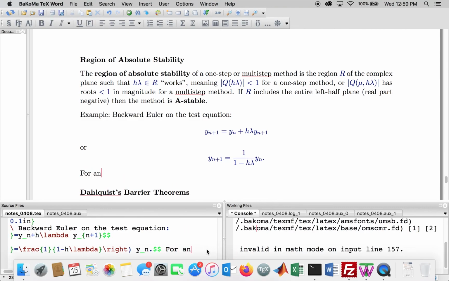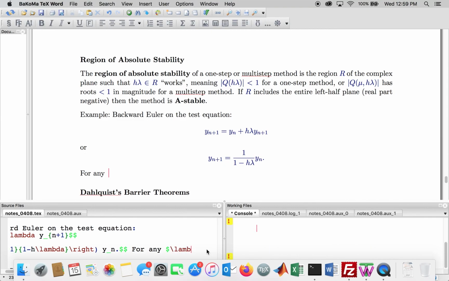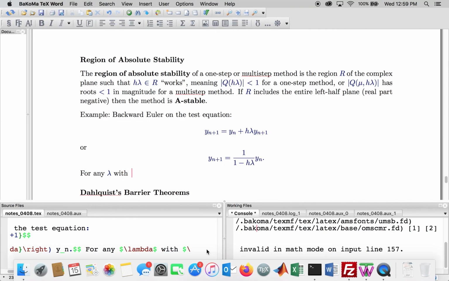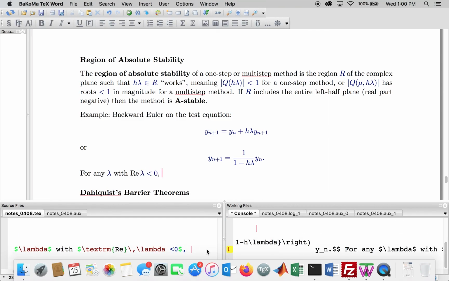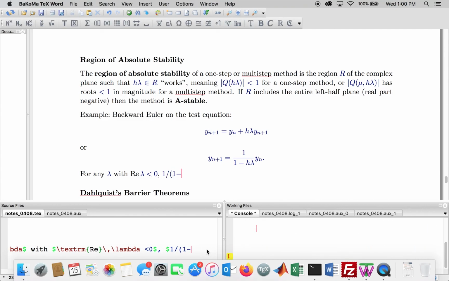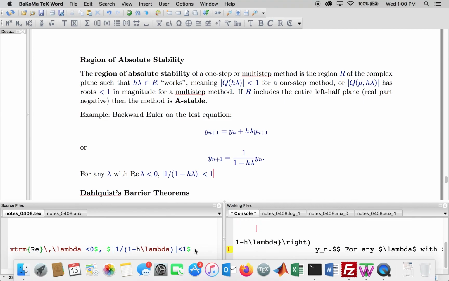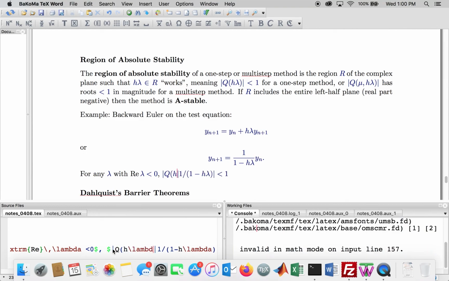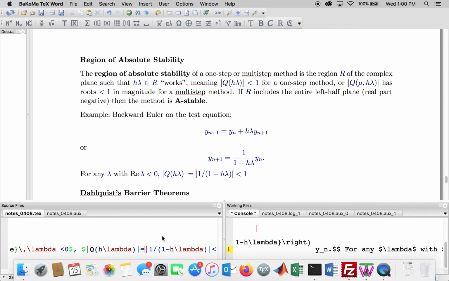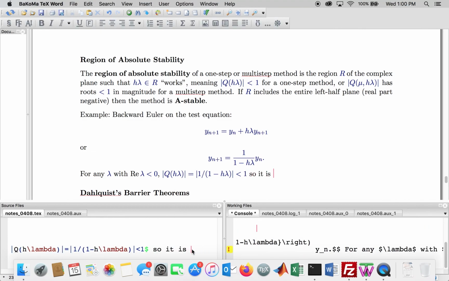So for any lambda with its real part being negative, we have that 1 over (1 minus h lambda) is strictly less than 1. So 1 over (1 minus h lambda), that is the q of h lambda that this one-step method has. So it is A-stable.